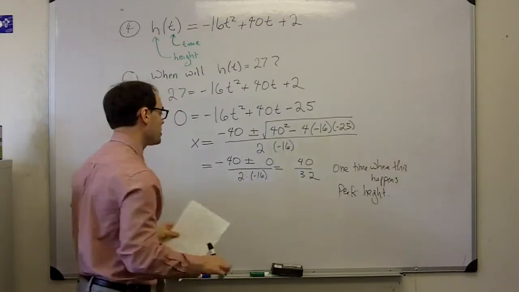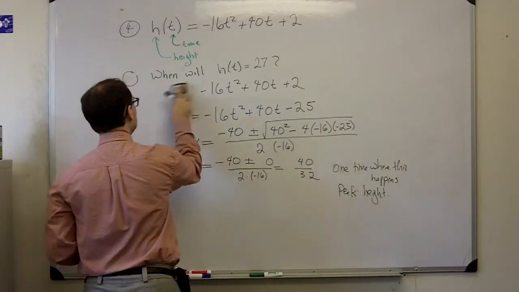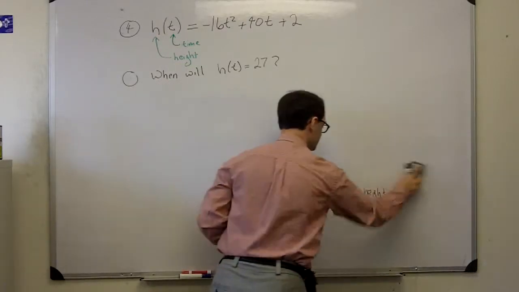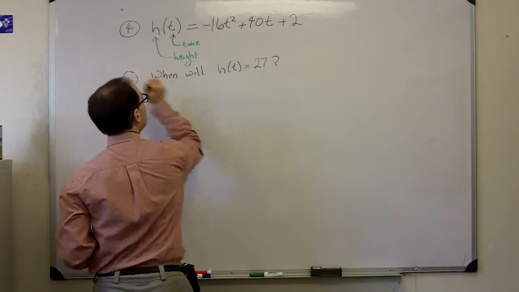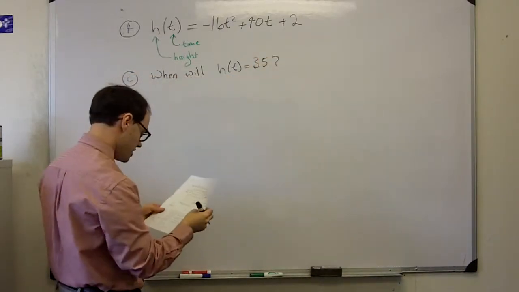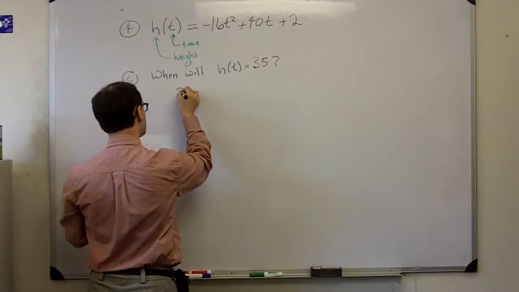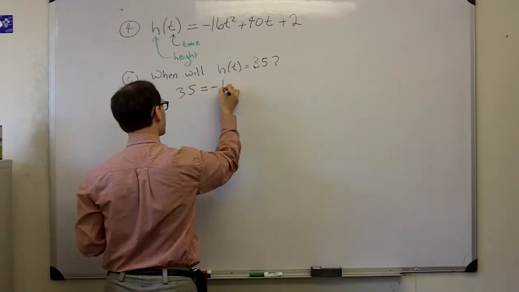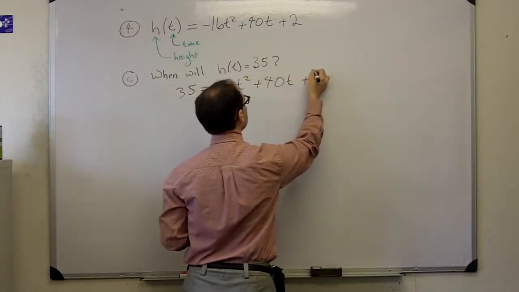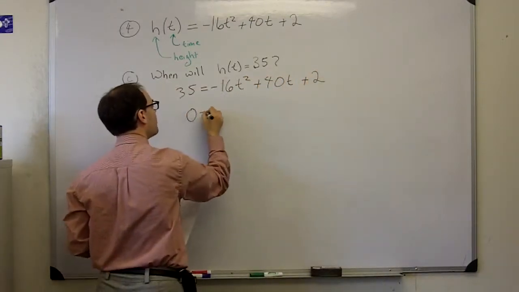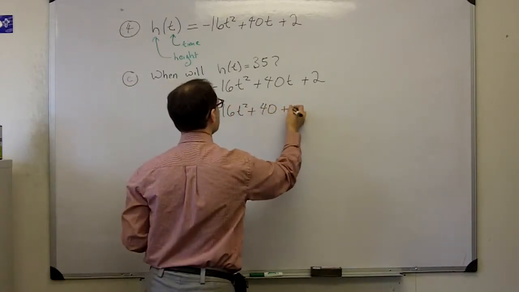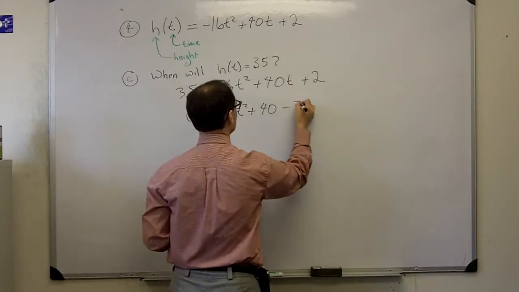Of course, you can check. I'll show you how to check. So when is it 35 feet? So we already know this is going to come out with a no. This is 35 is equal to negative 16t squared plus 40t plus 2. Again, we write it in standard form. Minus 33.